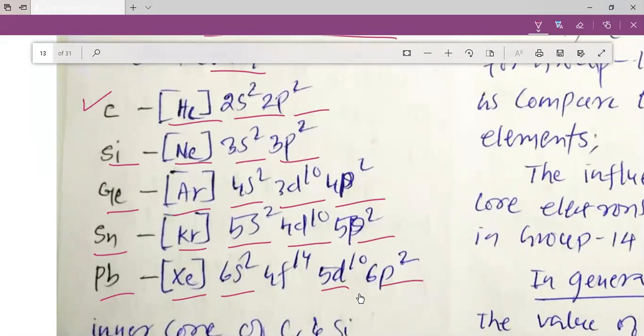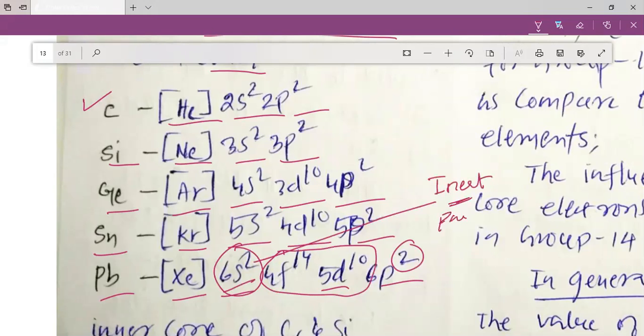So my dear students, this electronic configuration is very similar in the case of group 13 and group 14. You can see that the last element has 24 extra electrons filled after 6s2, and that is why these two electrons present in 6s are highly attracted by the core, and they behave as an inert pair.